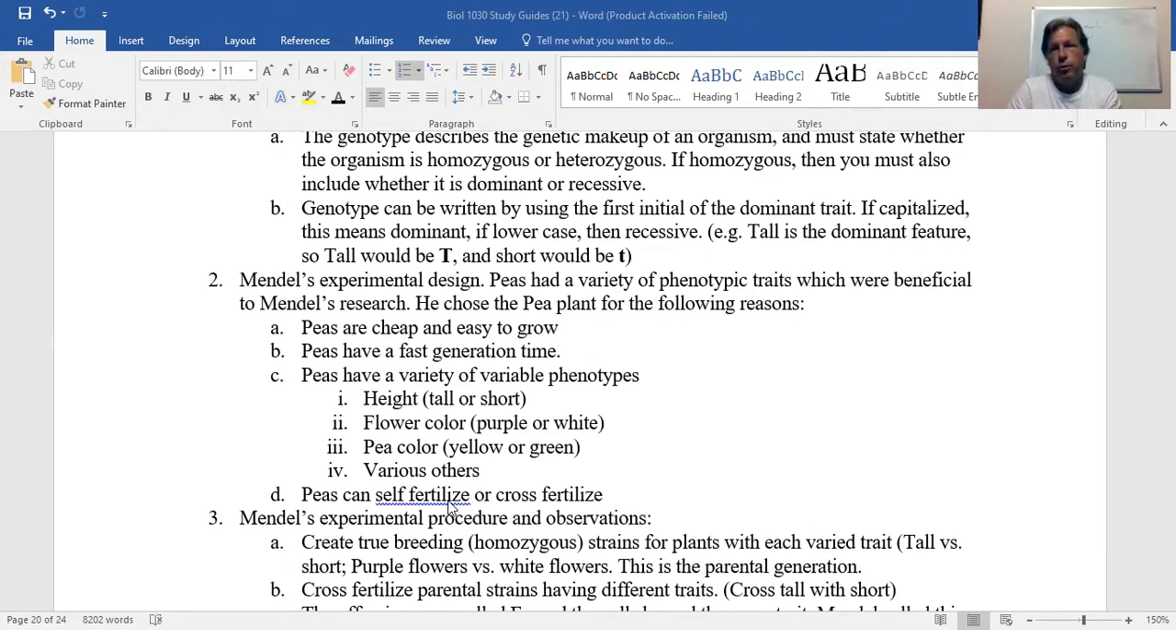In fact, he's the one who developed the idea of genes. He didn't call them genes. He called them, I think, heritable factors or something like that. Of course, he was a German-speaking Austrian monk, so he called it something else.